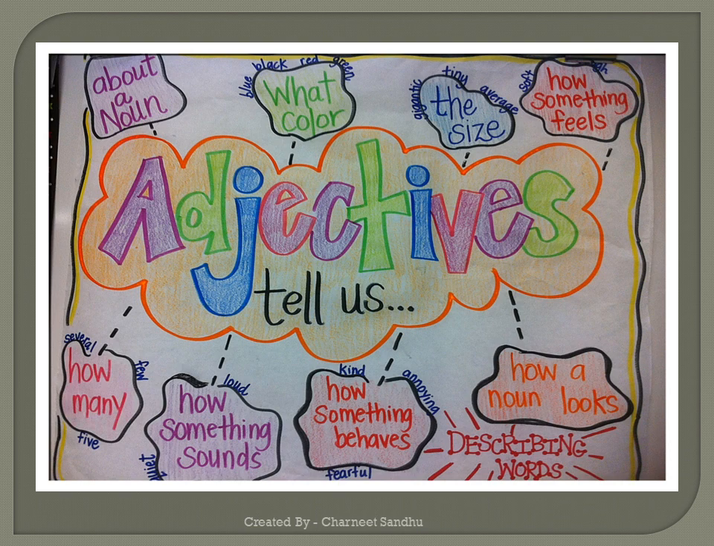They tell you how many in number: several, 5, few. This also includes quantity. Then they also tell you how something sounds, whether it is quiet or loud. They tell you how something behaves, whether a person is kind or annoying or fearful. And they also tell you how a noun looks. So we know that adjectives are describing words that give you more information about a noun or a pronoun in a sentence.